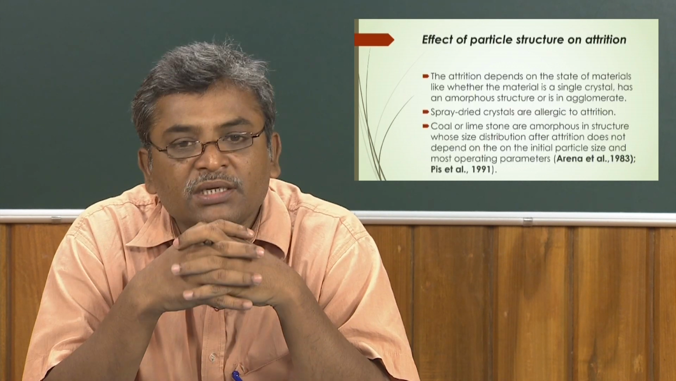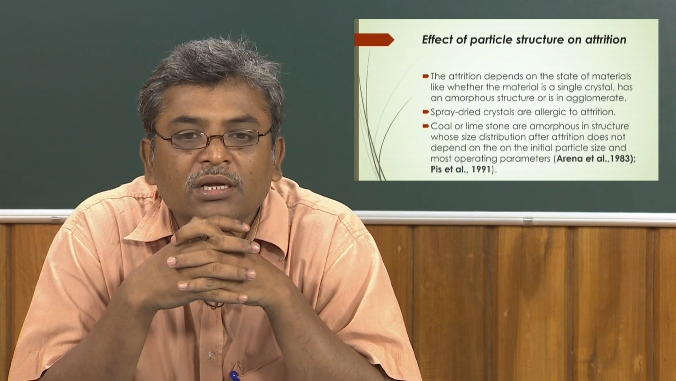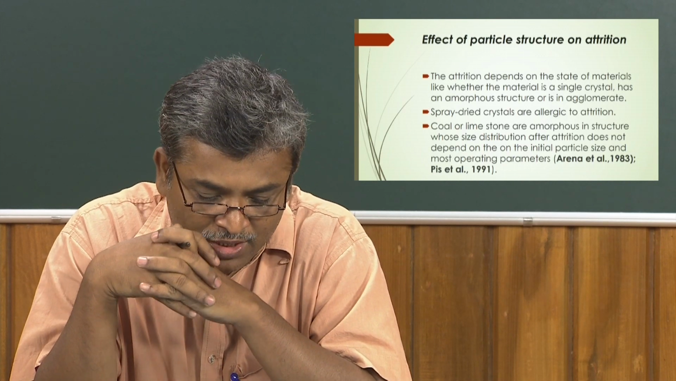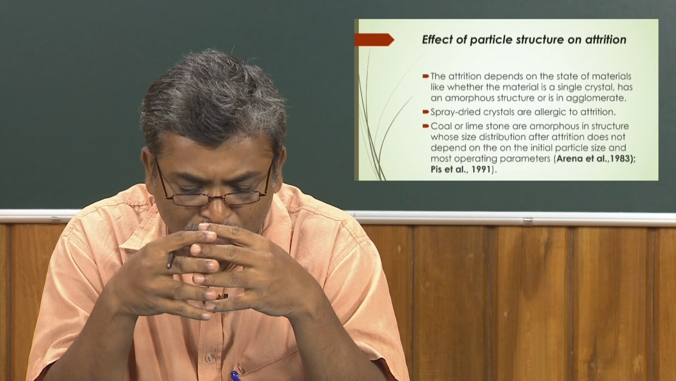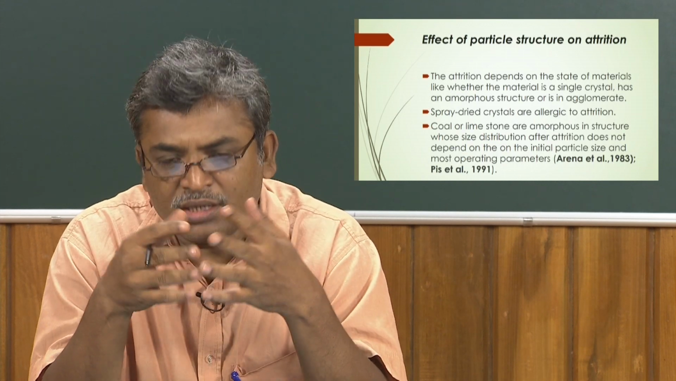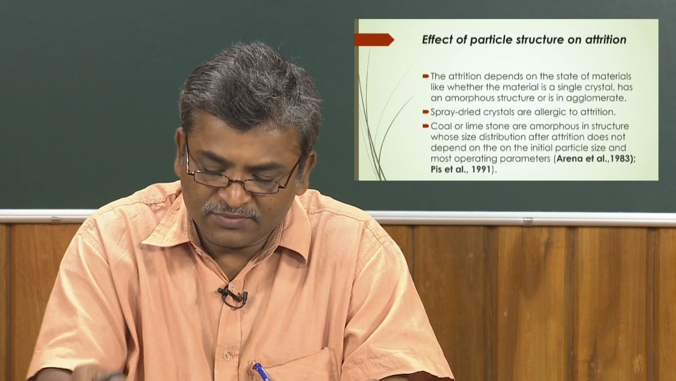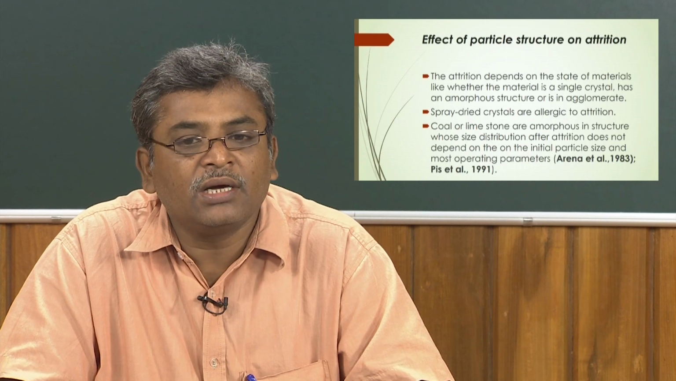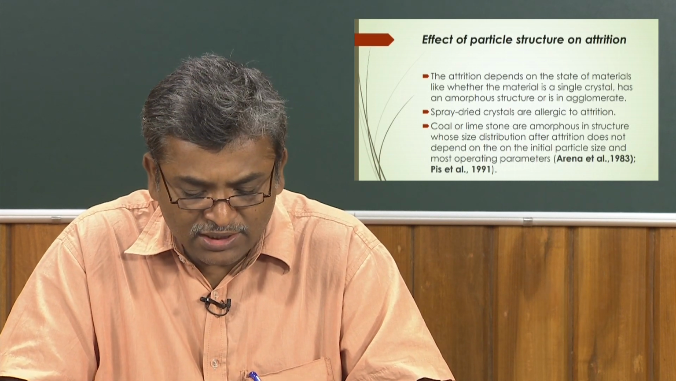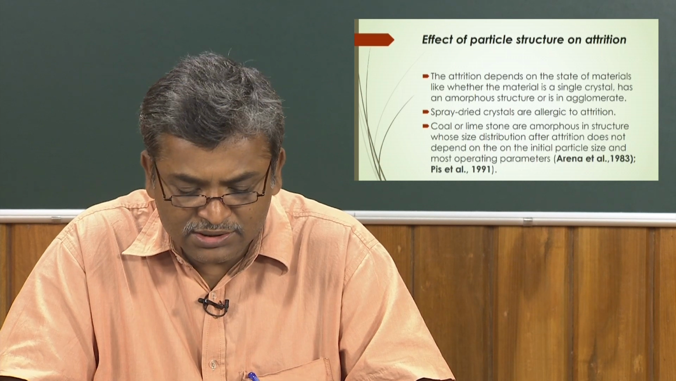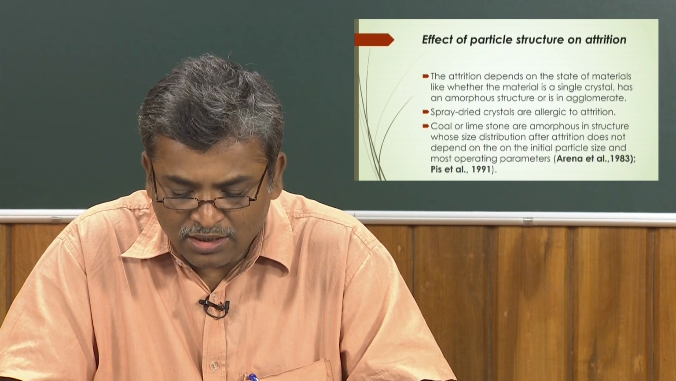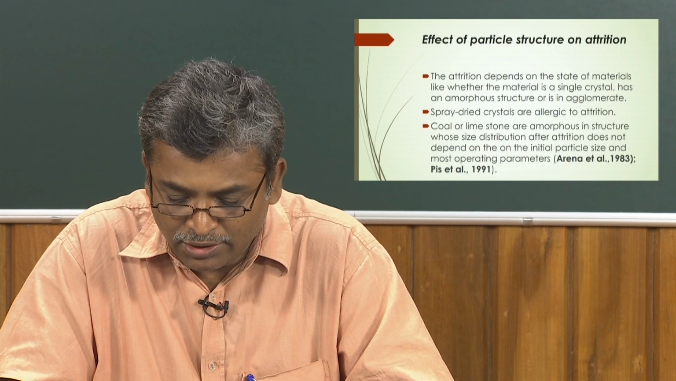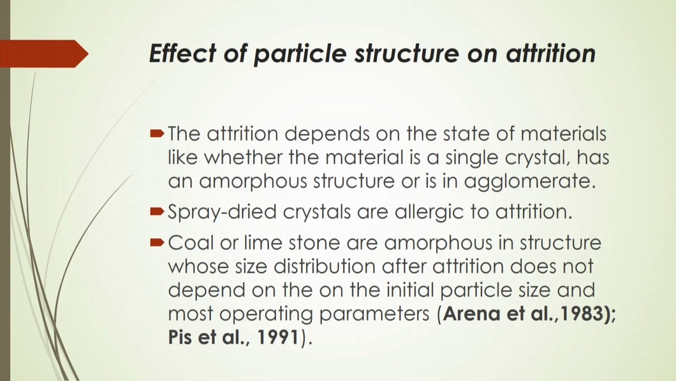So, the effect of particle structure is one important factor: how the particle structure affects the attrition rate. It is seen that the state of the material, whether it is a single crystal or other forms like an amorphous structure or an agglomerate, will affect the attrition rate. Spray dried materials or spray dried crystals are resistant to attrition. That means it will not actually attrit much if there are crystals there.